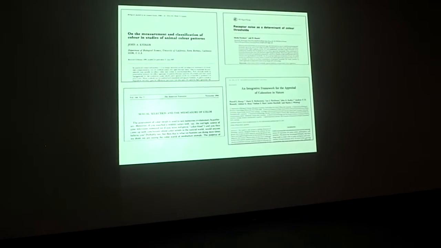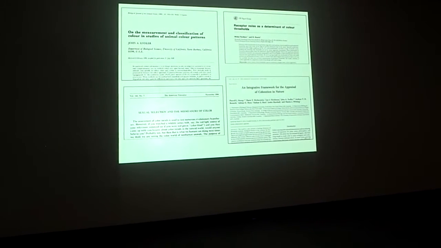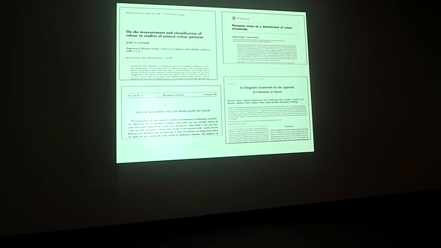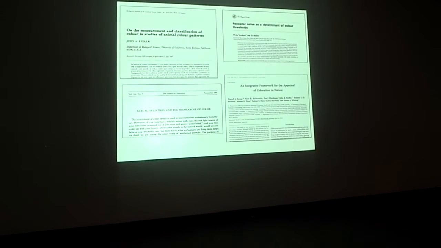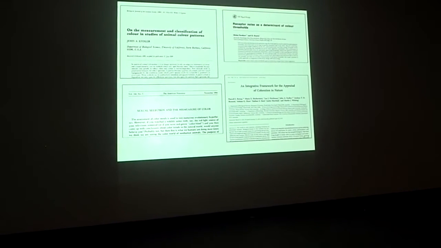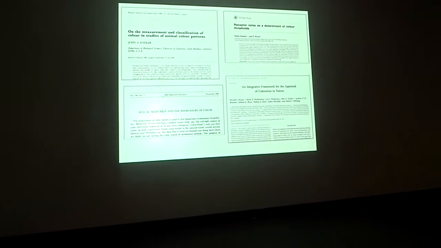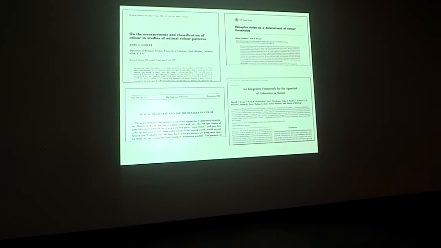And also there's a recent paper that was published in the American Naturalist where they said that not only do we need to know something about the number and the spectral sensitivities of the cone cells, but we also need to know about the wiring of the retina to be able to measure animal coloration. Okay, so measuring animal coloration is really hard and really complex.